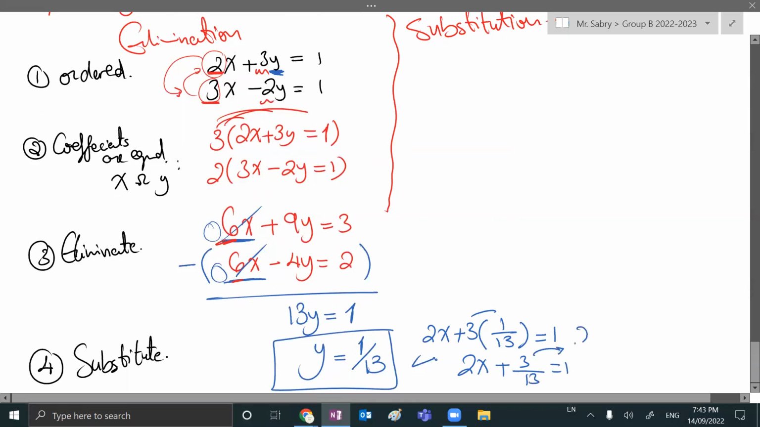I'll move this to the other side, which will give me 2x equals 13 minus 10 over 13, which then gives me x equal divided by 2. Oh god, my mind will blow up at this point. 10 over 26. So I got the x and I got the y.